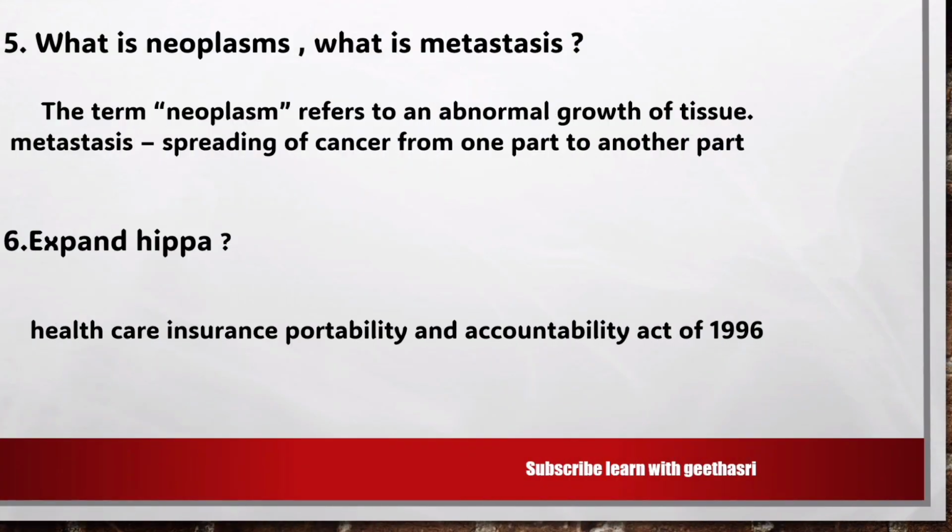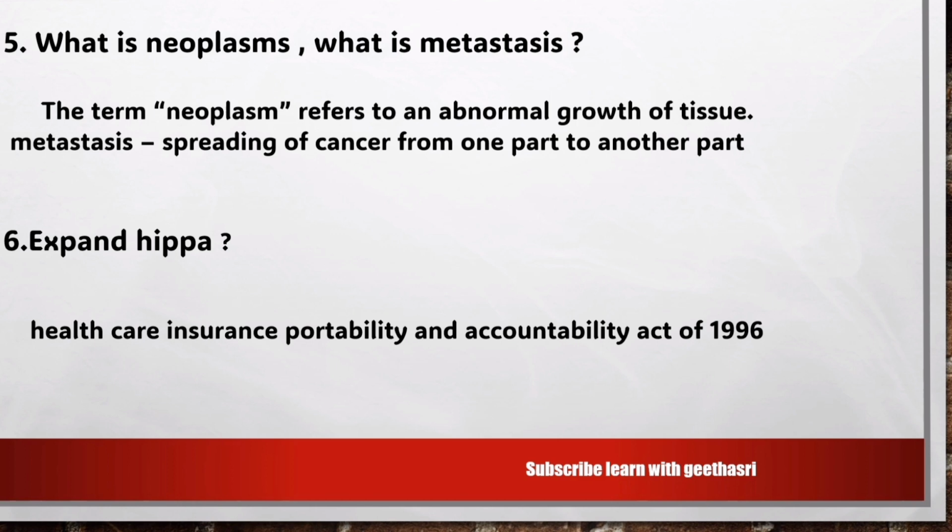What are neoplasms? What is metastasis? This is the most frequently asked question. So please go through this topic. The term neoplasm refers to an abnormal growth of tissue, and spreading of cancer from one body part to another body part is called metastasis.